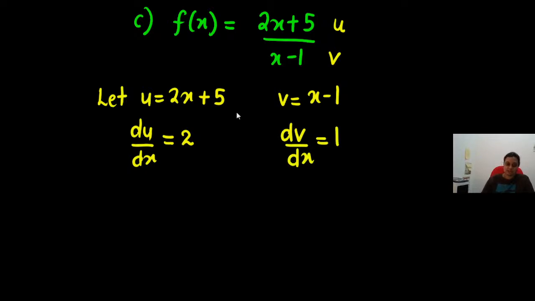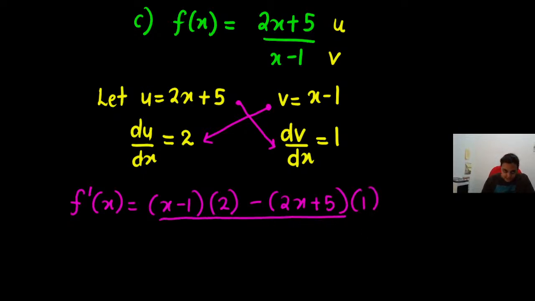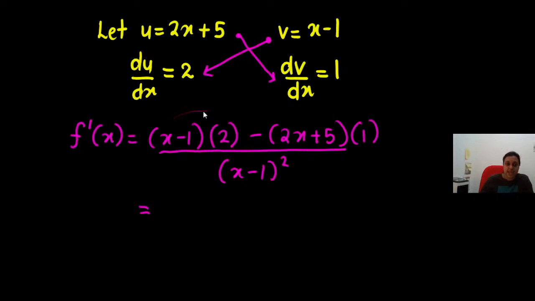Then we cross. Since this is quotient, start from V, go to du/dx. This one don't write dy/dx, you write f prime x, following the question. So (x - 1) times 2 minus, copy the U, (2x + 5) times 1, divided by V squared, because that's the formula. So you copy the V, (x - 1), and put square.